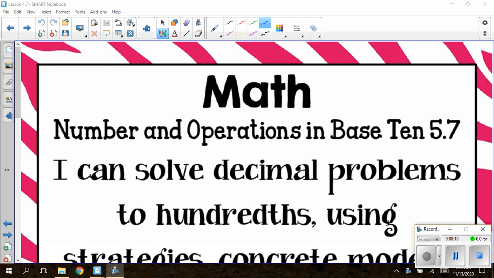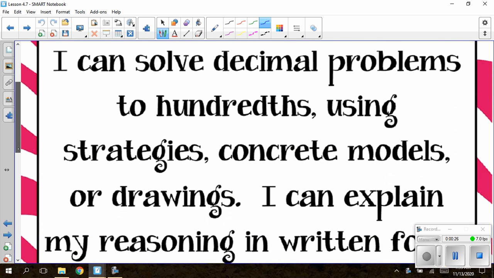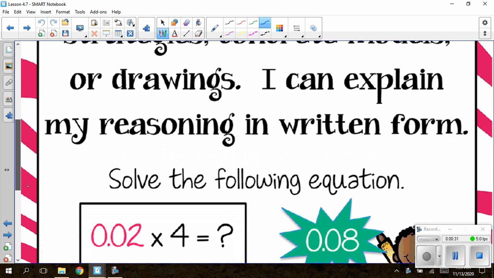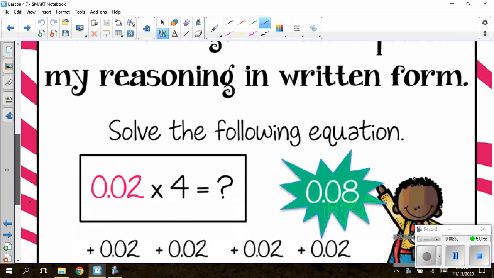The standard that we are working with today is still under Number and Operations in Base 10, 5.7. The standard states that I can solve decimal problems to hundredths using strategies, concrete models, or drawings. I can explain my reasoning in written form.